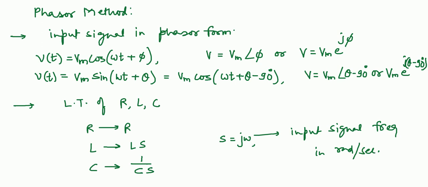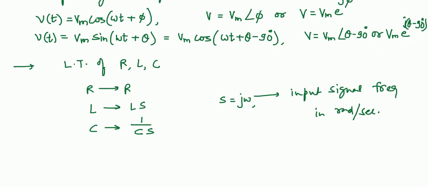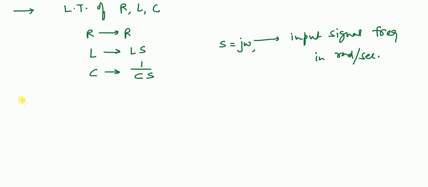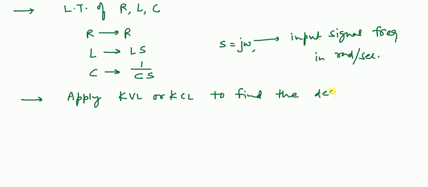Now after taking the Laplace transform of R, L and C, we will apply KVL, KCL or mesh equation or loop equation, nodal equation or voltage divider or current divider to find the desired voltage or current. I am just writing KVL or KCL to find the desired output voltage or current.